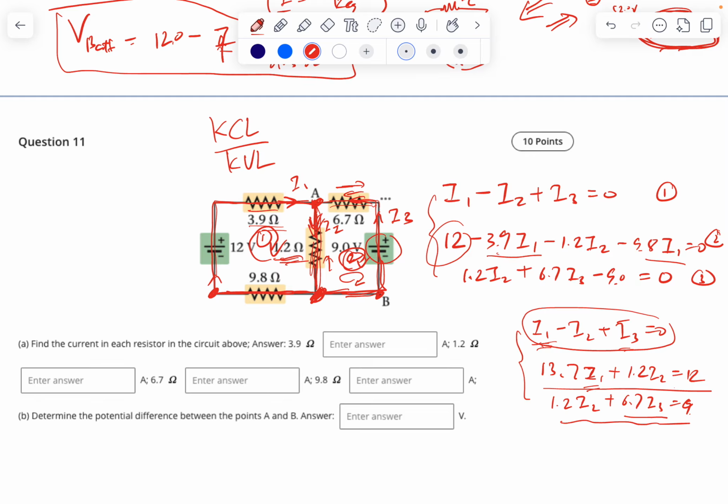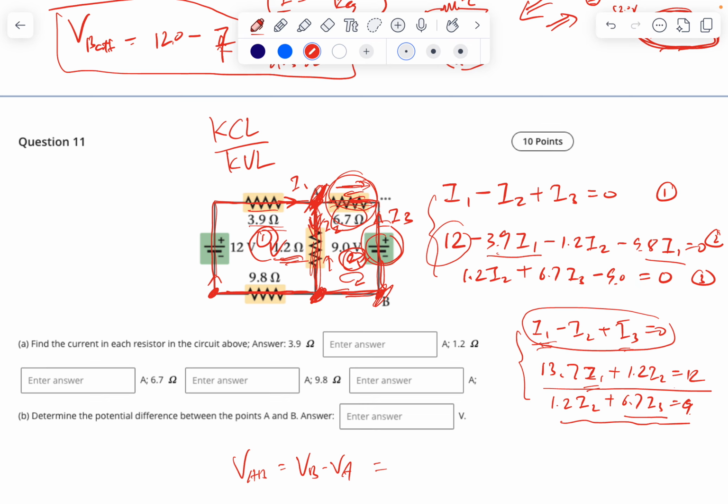Determine the potential difference between point A and B. So V_AB equals V_B minus V_A, right? You can tell just like this, so this is B and A. You start from here, then you have a current, whatever current times 6.7, right? So that's a voltage difference here plus the voltage here. Then you can get this out. You can figure this out.